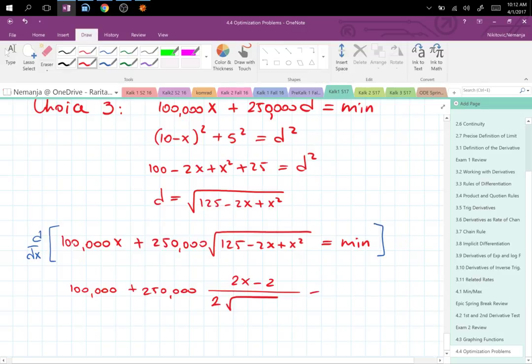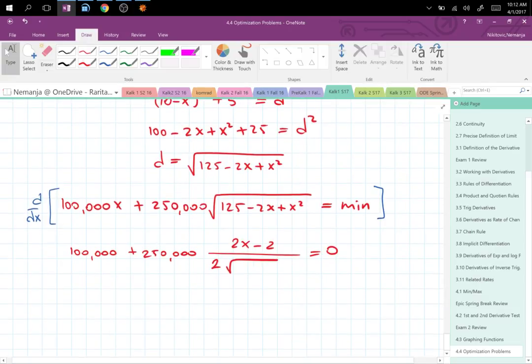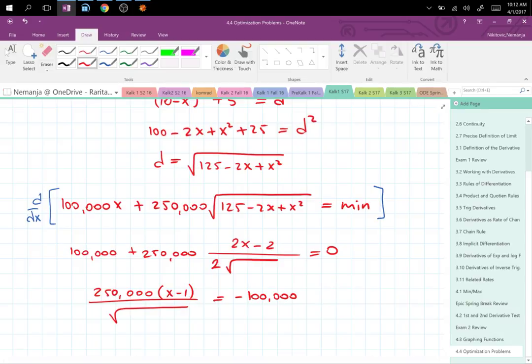Now we set it equal to 0. We can't drop the square root now because we have this plus 100,000 on the other end, so we have to keep that. Now these 2's will cancel. So I have 250,000 times x minus 1 divided by the square root is equal to negative 100,000. So I move 100,000 to the right, I cancel those 2's, and this is what we have.